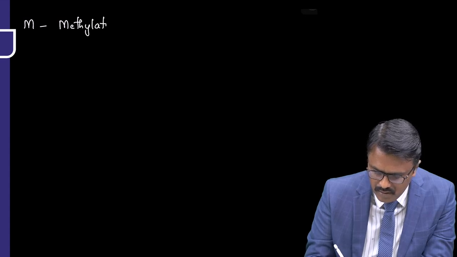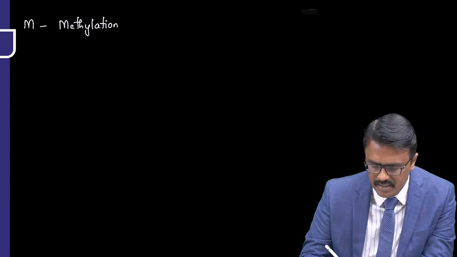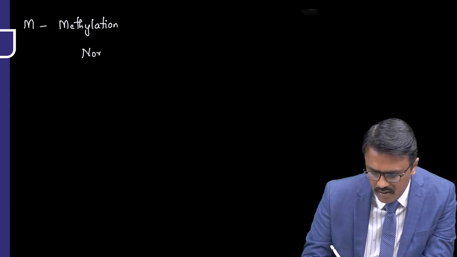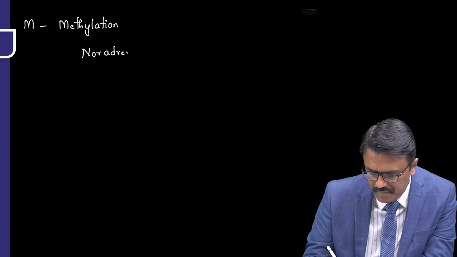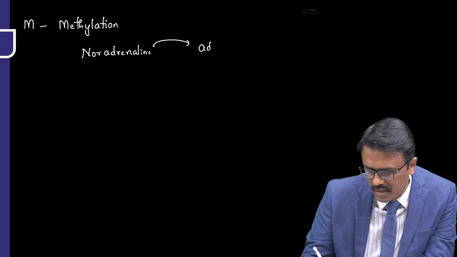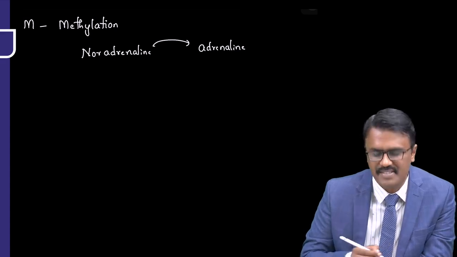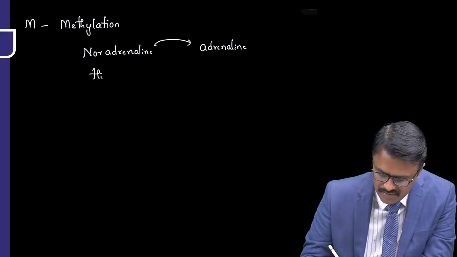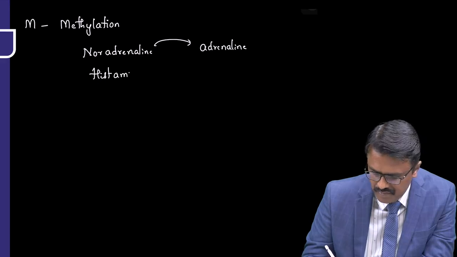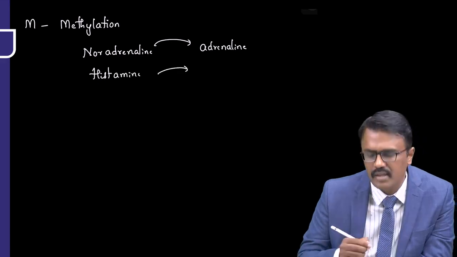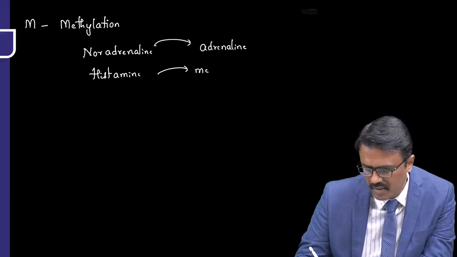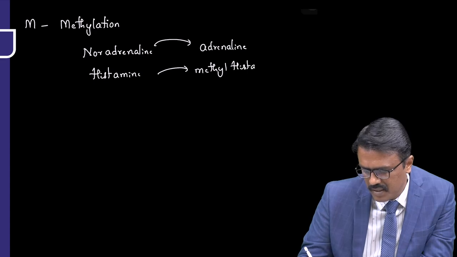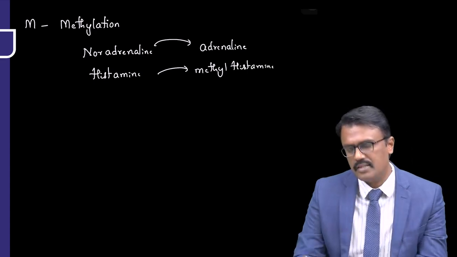So adding the methyl group is methylation. You know the classical example. Converting noradrenaline into adrenaline is a classical example of methylation. Now converting histamine into methylhistamine is again an example of methylation. Right. So these are the classical examples.